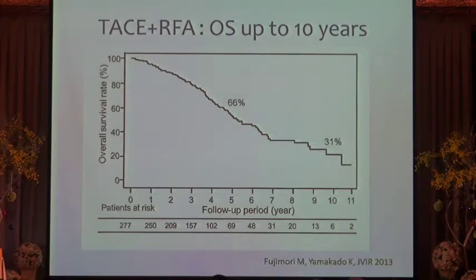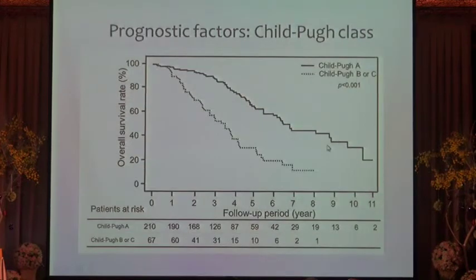Recently, we've got the overall survival rate up to 10 years after the combination therapy. 277 patients received this combination therapy, and a quarter of the patients survived over 5 years. The 5-year survival rate is 66%, and 10-year survival rate is 31%. And Child-Pugh class is a significant prognostic factor. And if the patient had Child-Pugh A liver profile, the 5-year survival rate is as high as 70%. Again, that is the same as that following hepatectomy.